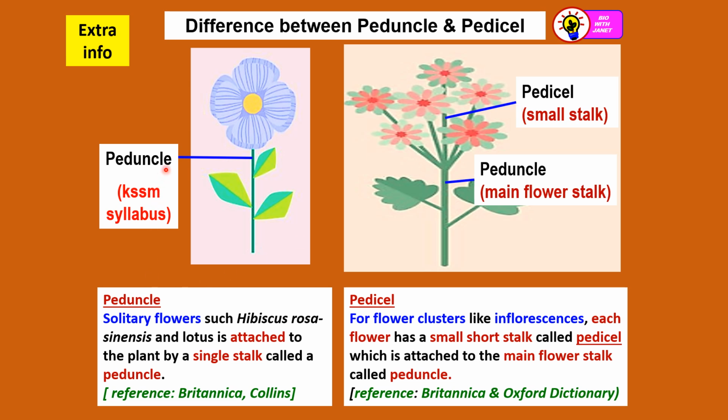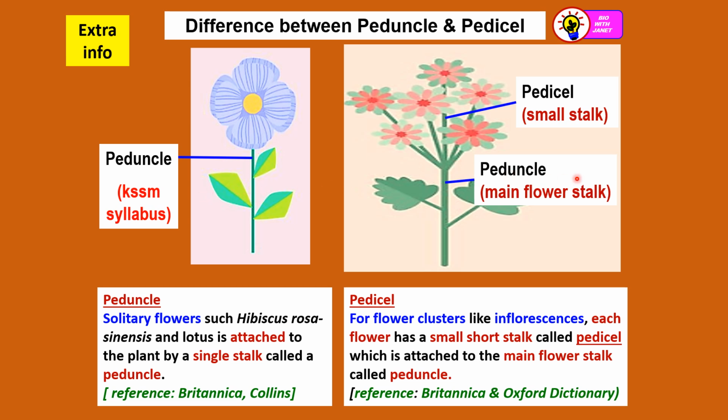Now, actually, a peduncle, according to the sources of reference here, Britannica and Collins, is a flower stalk for a solitary flower. Okay, so solitary flowers means flowers that stand alone. They are not connected to other flowers by the same stalk. So solitary flowers such as the hibiscus rosa sinensis, that means the hibiscus plant, and lotus, and also crocus and tulips, they are attached to the plant by one single stalk alone. Okay, so that's called a peduncle.